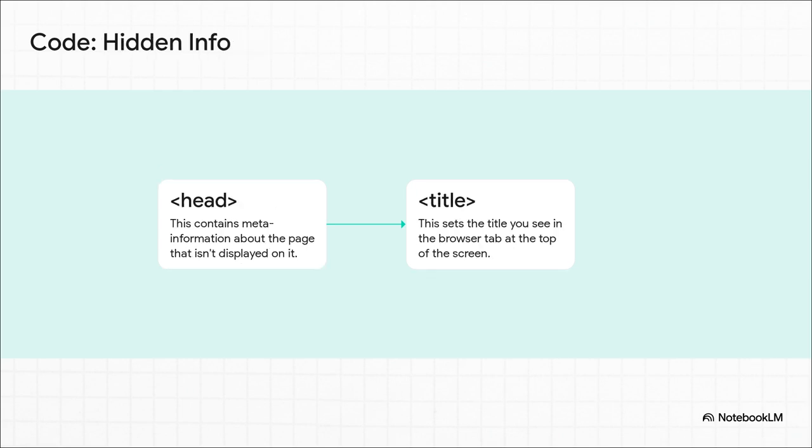Now, this next section, the head, is really interesting because it contains all the important information that you don't actually see on the web page itself. It's metadata. For example, that title tag right there, that's what tells the browser what text to put in the little tab at the very top of your screen.